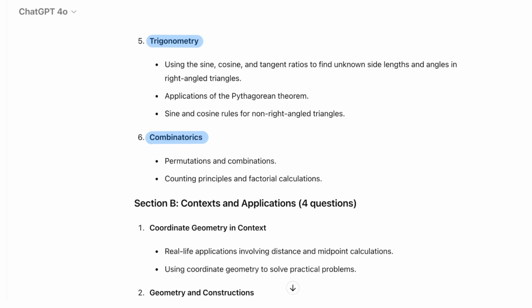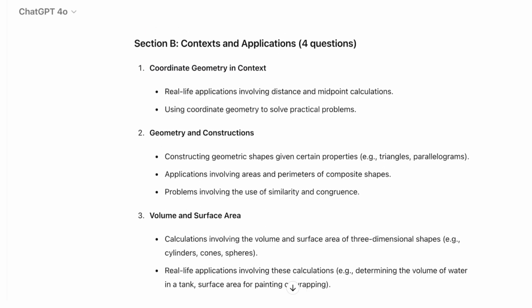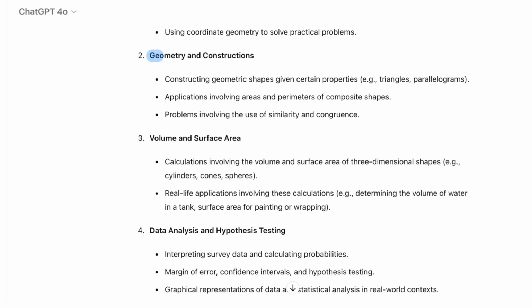Question 7 will involve coordinate geometry in context. We will encounter real-life applications of the distance and midpoint formulae and use coordinate geometry to solve practical problems. Question 8 will put the spotlight on geometry and constructions. We will be required to construct geometric shapes, calculate areas and perimeters of composite shapes, and solve problems involving similarity and congruence.